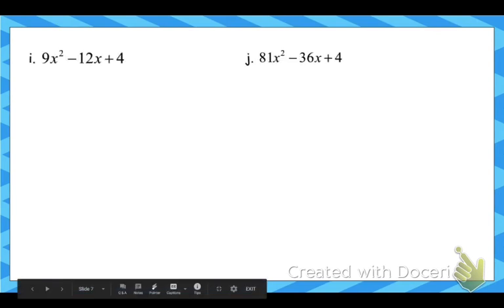All right, so I is a good example. Look at the square root of the first term, that's 3x. The square root of the last term, that's 2. Well, if I multiply those together and double them, I get the middle term. So this is going to factor into 3x minus 2 squared. The sign is going to be the same as the sign that's in front of the b value. All right, so now let's look at j. Again, square root of the first is 9x. Square root of the last is 2. If I multiply them together and double them, I would get that middle term. So this is a perfect square trinomial. So 9x minus 2 squared.